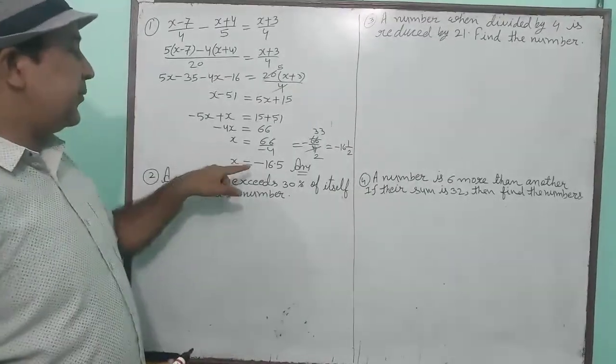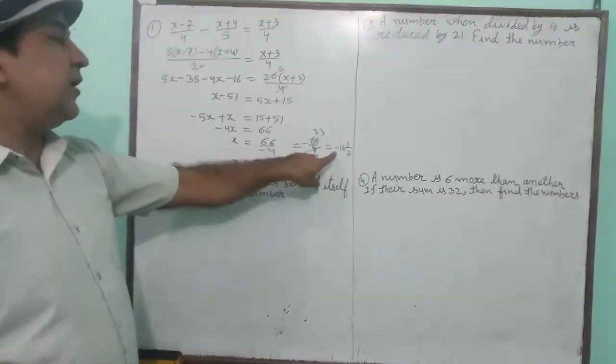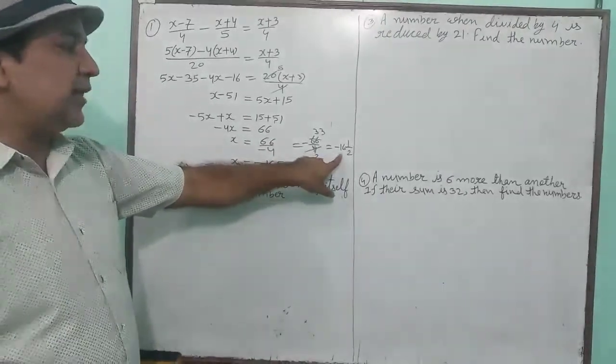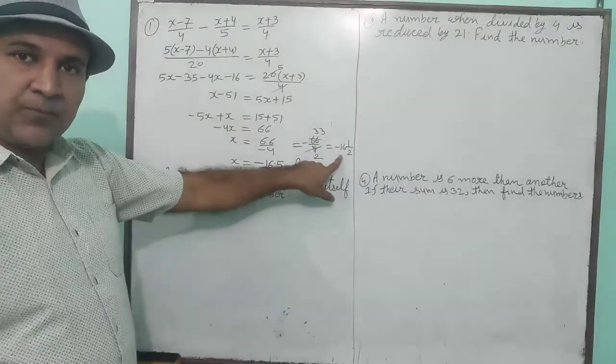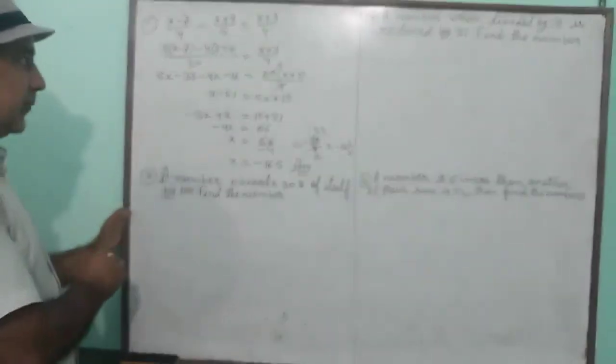That means if you feel easy, you can give the answer in decimal. If you feel easy with fraction, then you can give your answer in fraction also. Both the answers are correct. Okay? Now see the second question.